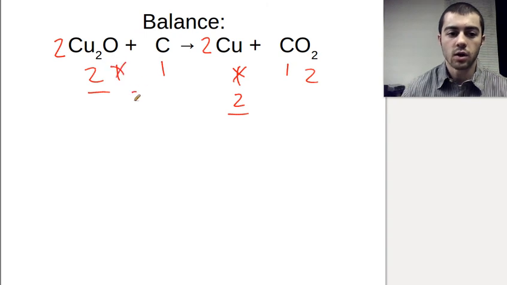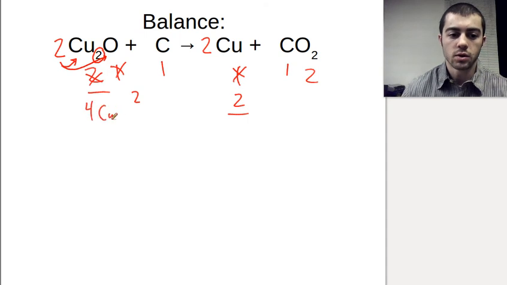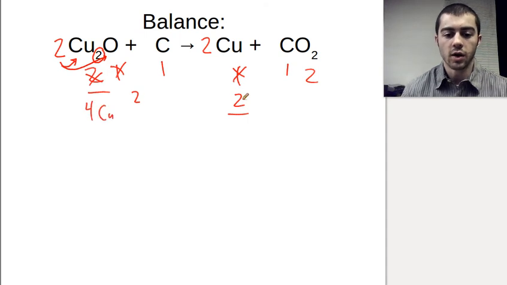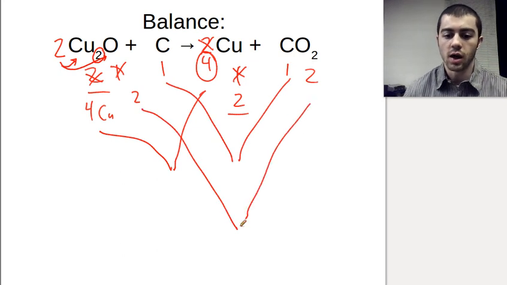Now we have 2 oxygens and 2 oxygens, but by putting this 2 here, it also again gets distributed, so it's going to this copper and this oxygen, so now we have 2 times 2 making 4 coppers. So 4 coppers here, we have 2 here, so we're going to need to change this into a 4 as our final coefficient. So now we have 4 coppers, we have 1 carbon, and we have 2 oxygens, so these are all balanced.